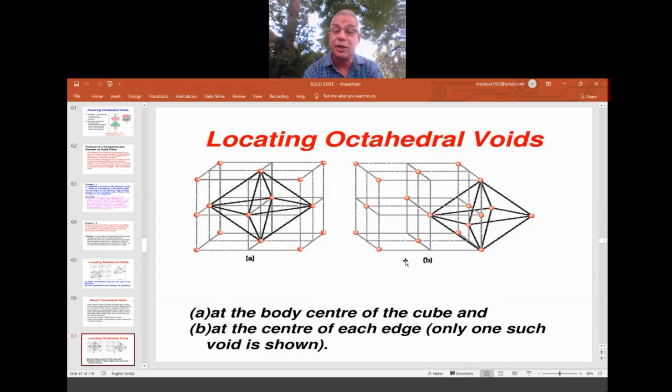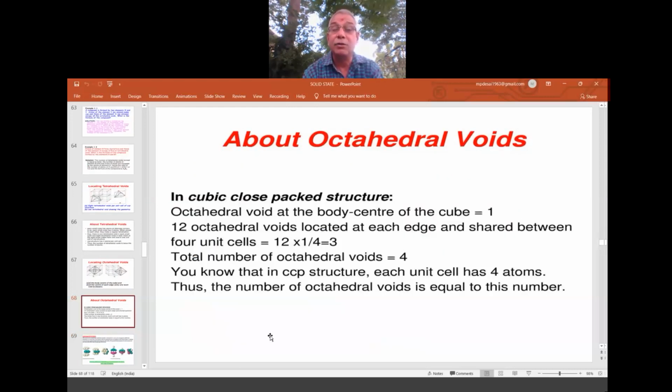Okay, but it is 3 plus 3. So only one is shown here. Okay, only one such is shown here, just to understand. Okay. Now about the octahedral voids. So octahedral void at the body center of the cube equals 1. Okay. 12 octahedral voids are located at each edge and shared between 4 unit cells. So 12 into 1/4 equals 3. So total number of octahedral voids equals 4. 1 at the center, 3 on the edges. Totally we will have what?